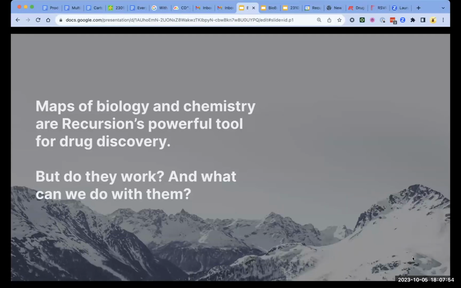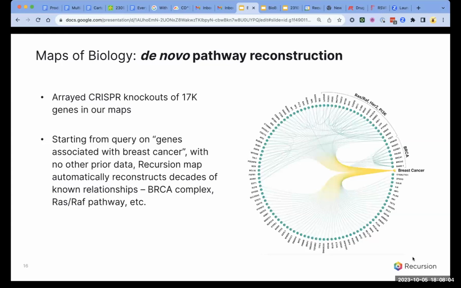So these maps of biology and chemistry are a great tool, and they're sort of core of what Recursion does. But the question is, do they work? And what can we do with them once we've made them? So we've tested these maps of biology in a variety of different contexts, and I'm going to talk through them rather quickly. One of the applications that we've used, if we started with a query in our map of what are the genes associated with breast cancer? And with no other prior data, our map is able to recapitulate these relationships between genes involved in breast cancer and reconstruct decades of known relationships.